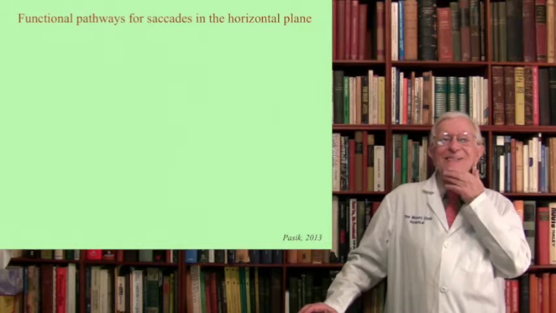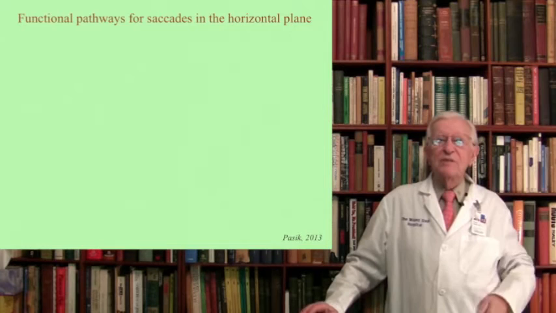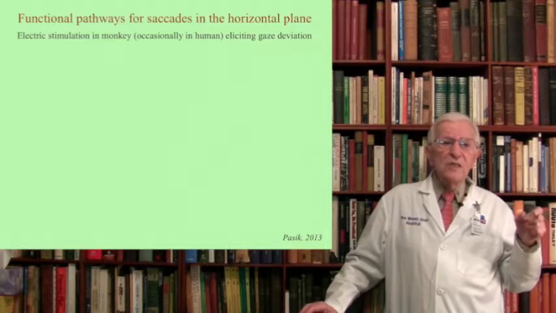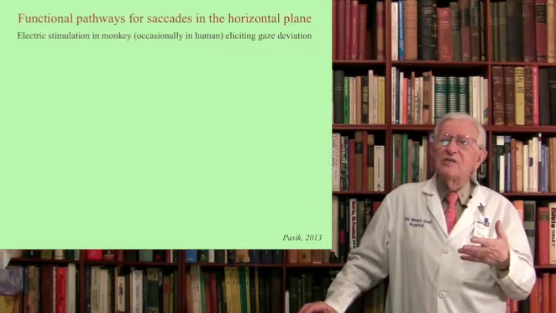Let's discuss functional pathways for saccades in the horizontal plane. I'm emphasizing the concept of functional pathways because they are not discrete anatomic pathways, right? Again, we get information through experiments and through observations in patients. For instance, you can do electric stimulation in the monkey and occasionally in the human during neurosurgery. And some of these electric stimulations are eliciting deviations of gaze.